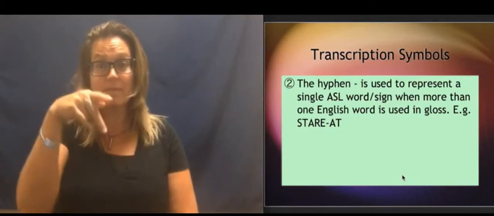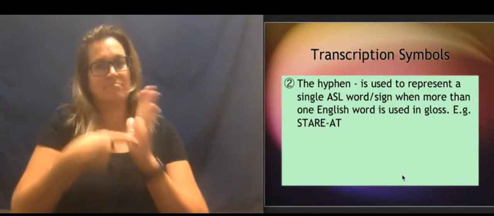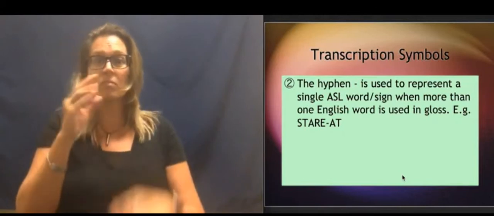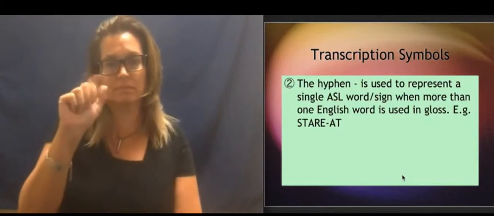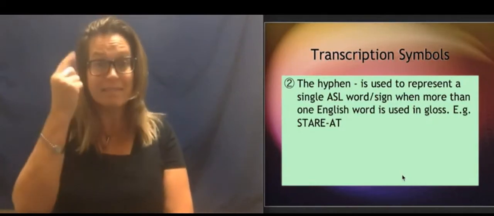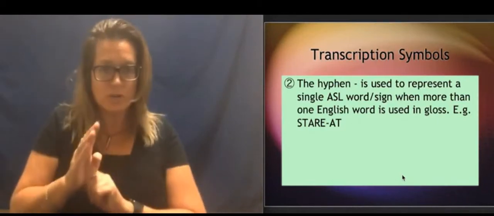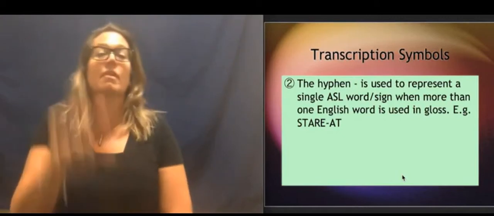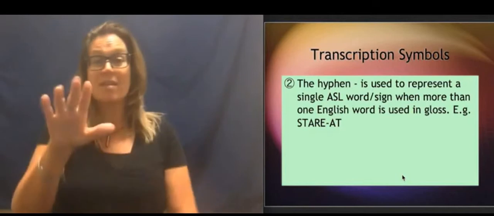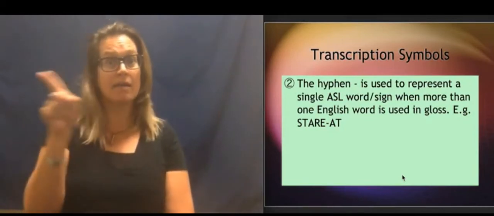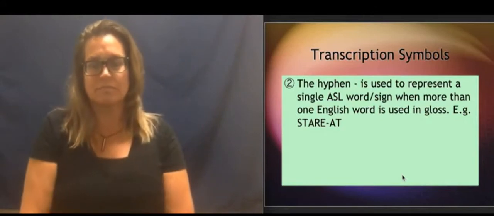Now with transcription, that's different. There's a hyphen within two different words, and that indicates one sign. And that's typically signs that have more than one meaning in English from ASL. So, for example, stare at. You would write it like this, but you would never write stare and the at symbol. That's something that you would never see. The at symbol is an English symbol. And if you're signing stare at me or stare at him or her, that would never happen in ASL.